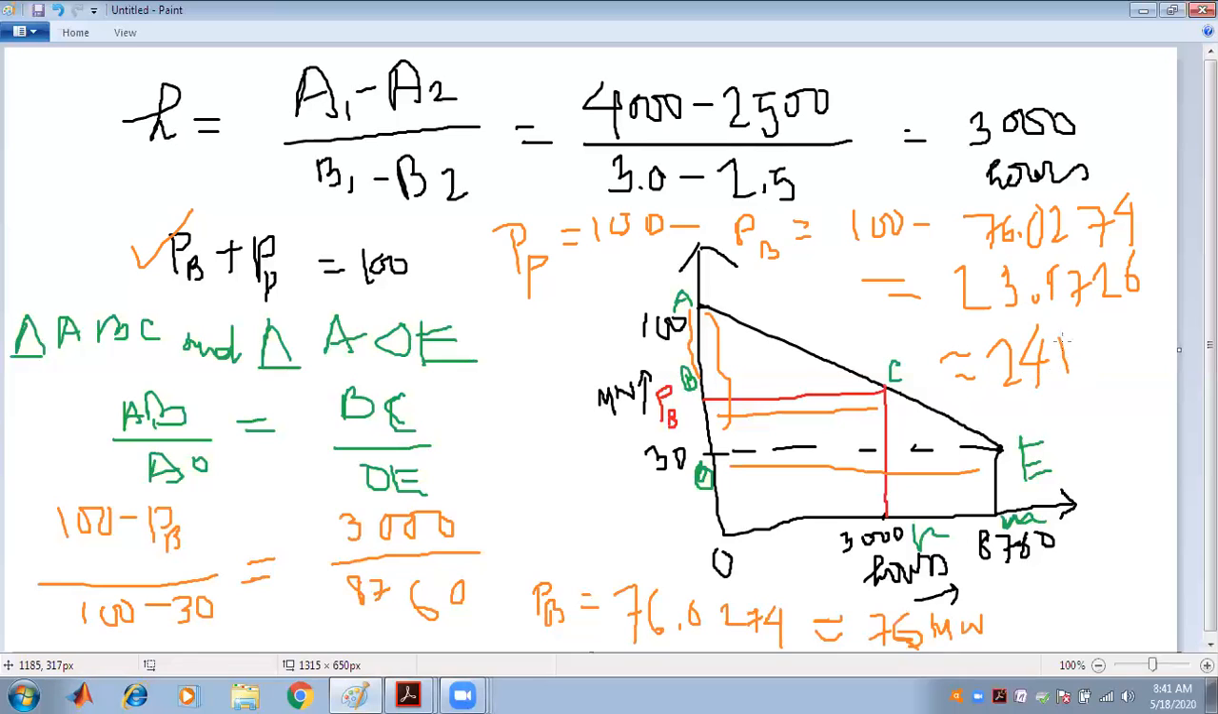So we have obtained the values of P_B, the base load, and P_P, the peak load, for which the annual cost of generation is minimum for the grid. So this is the type of numerical problem that we have done today. Thank you.